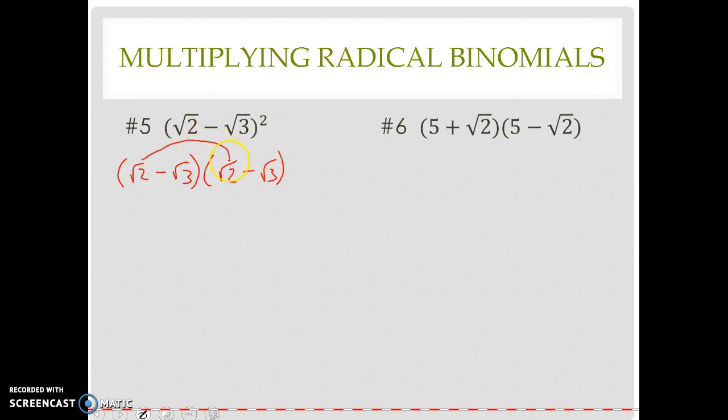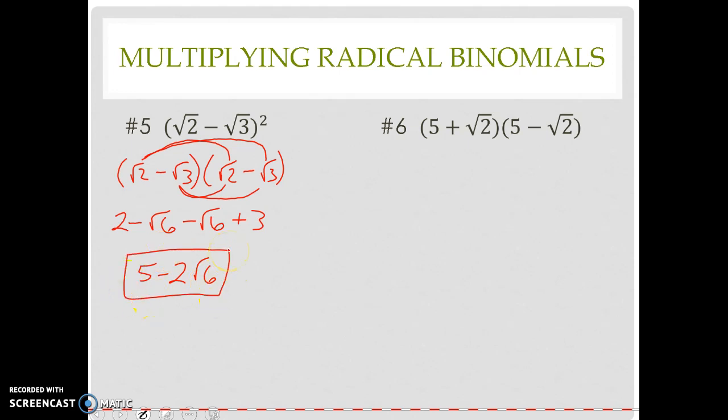So if I take radical 2 times radical 2, that just gives me 2. Radical 2 times negative radical 3 is negative radical 6. Negative radical 3 times radical 2 is another negative radical 6. And then negative radical 3 times a negative radical 3 is a positive radical 9, which is positive 3. So when I combine my like terms, 2 plus 3 is 5, and then I have minus 2 radical 6's. And that would be my answer for number 5.